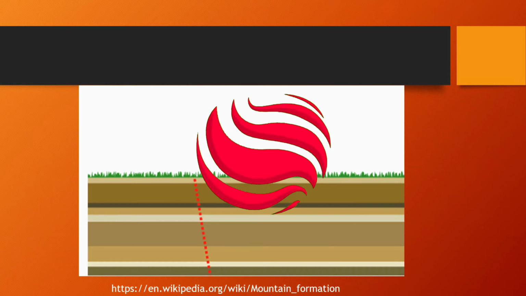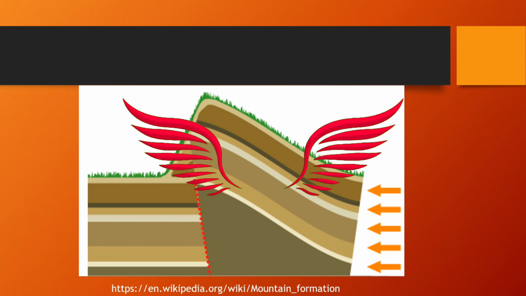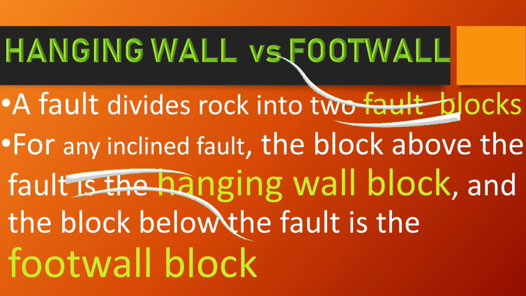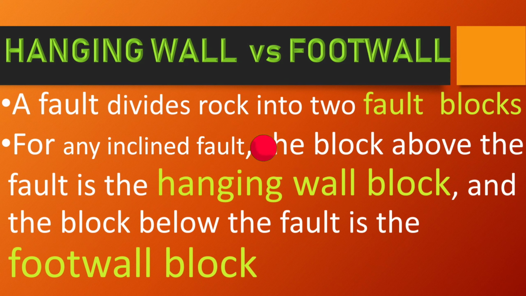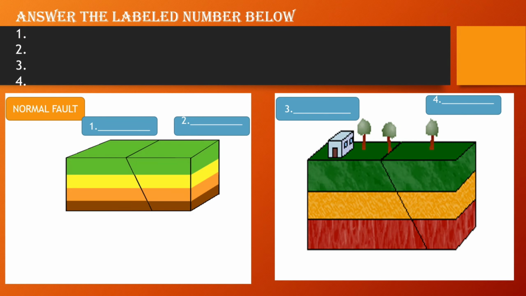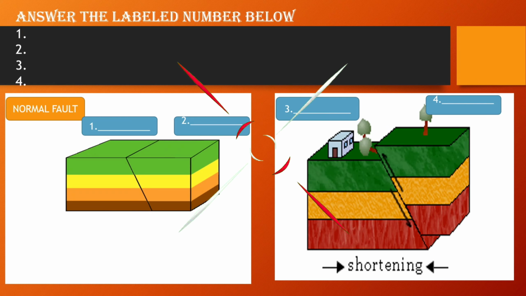This is one evidence of a compression. Hanging wall versus footwall. A fault divides rock into two fault blocks. For any inclined fault, the block above the fault is the hanging wall block, and the block below the fault is the footwall block. Tandaan mga bata, ang hanging wall ay nasa taas ng block at ang footwall ay nasa baba. Before we continue to our topic, please try to answer the 4 questions above.